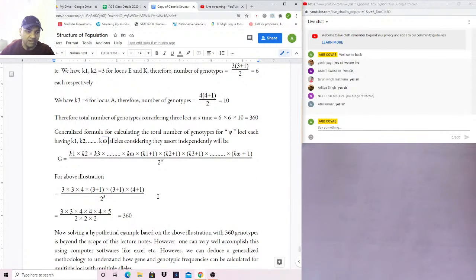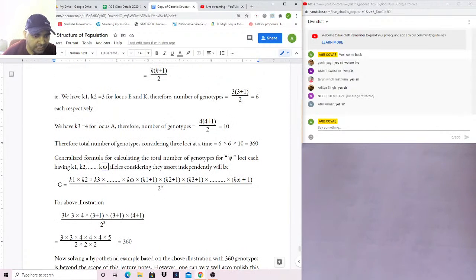So if in the above illustration I take, how many K1 are there? 3. K2 are 3. Then for the third locus A there are 4. Then you have to multiply with the plus 1. Everything you add 1, that is 3 plus 1, 3 plus 1 and 4 plus 1. Multiply them. And 2 power number of genes, that is, the number of genes is 3. So you put into this formula and you will get 360. So the total number of genotypes in this case using this formula will be equal to 360.